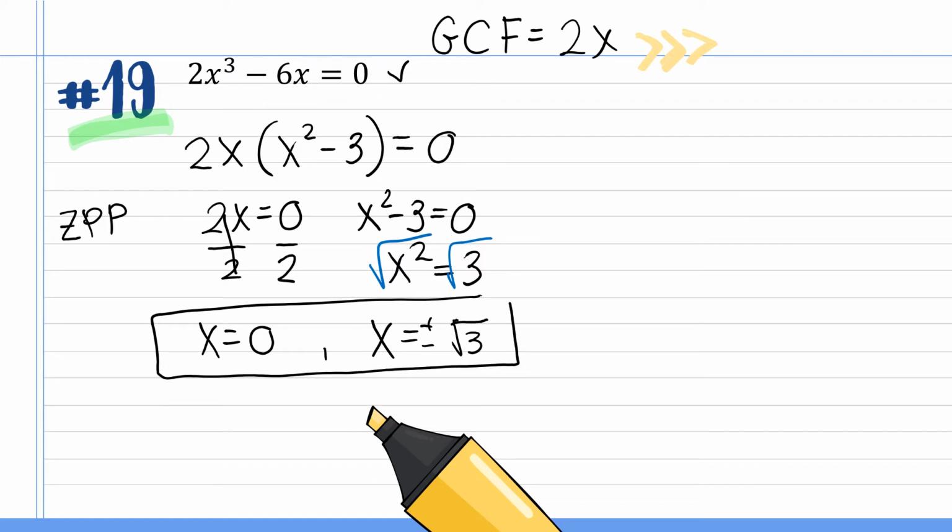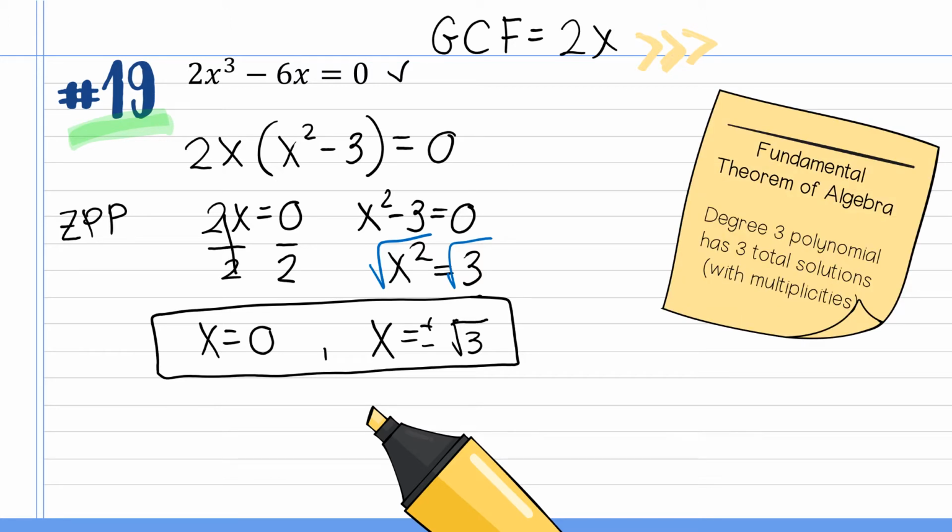So here I got 3 solutions, x equals 0, x equals positive square root of 3, and x equals negative square root of 3. Remember, we can use the fundamental theorem of algebra to check that we have the correct number of solutions. The fundamental theorem of algebra says that a degree 3 polynomial should have 3 total solutions as long as we count any repeats that many times.